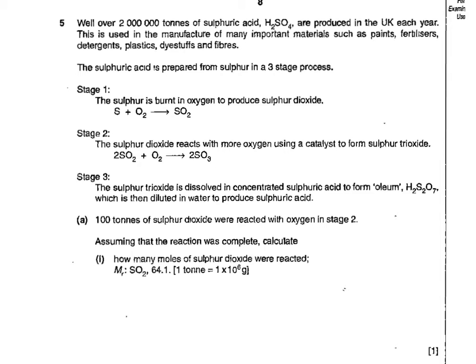We've got to read the question to get all the information so that we know what to do with it. So it tells you that there's a multi-stage process that sulfuric acid is made using. The first one says that 100 tons of sulfur trioxide were reacted with oxygen in stage 2. So we've got our data and we've got our equation.